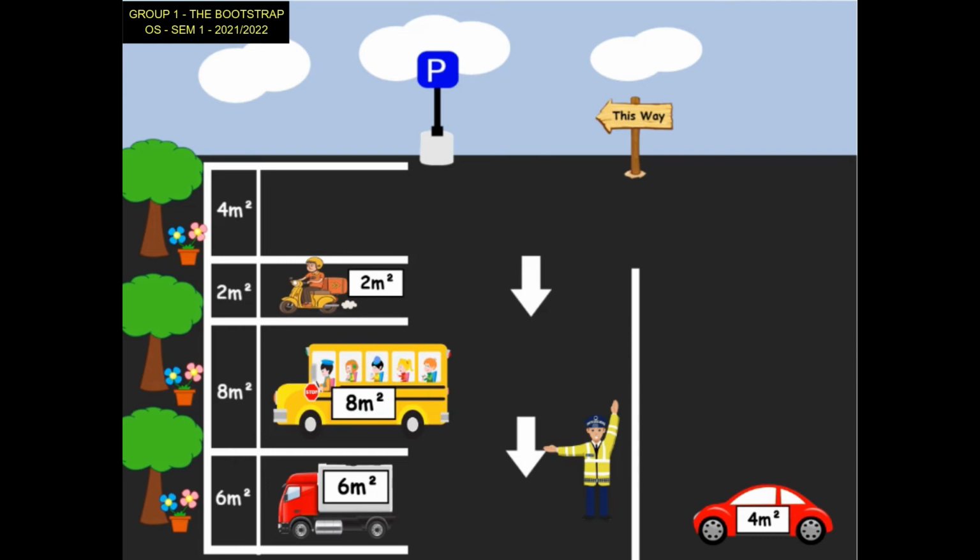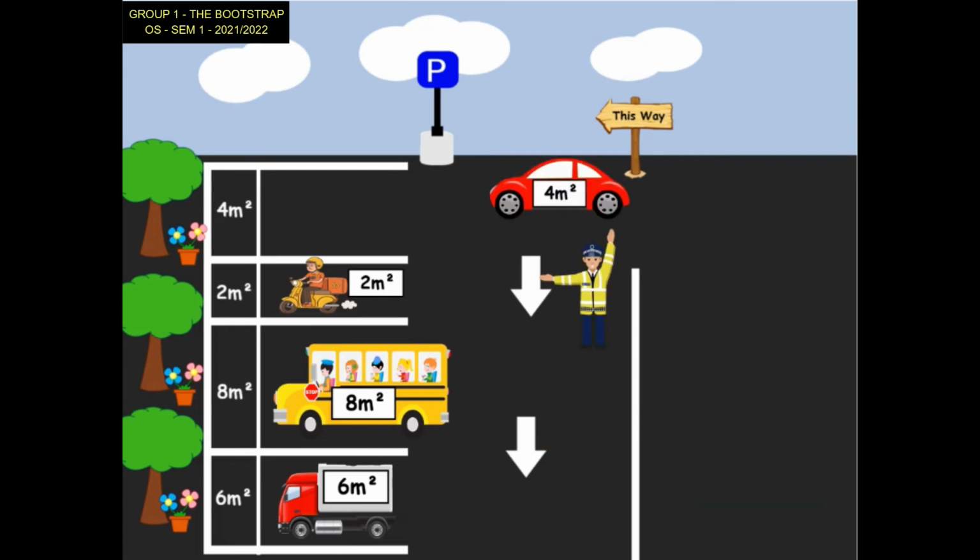And the last vehicle in queue is a car with a size of 4 meter per square. The parking attendant instructs the car to park at parking number 1 because it is best fit for the car. As we can see, for the best fit algorithm, all vehicles can be allocated in the parking lot, but it will be a slower implementation than the first fit algorithm because it may take time for the parking attendant to identify the best fit parking lot for each vehicle.